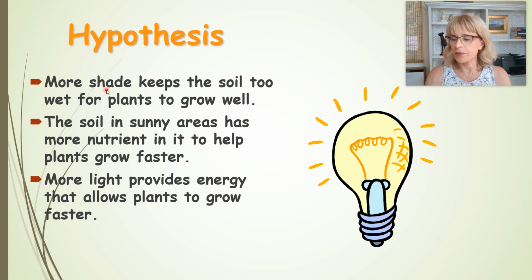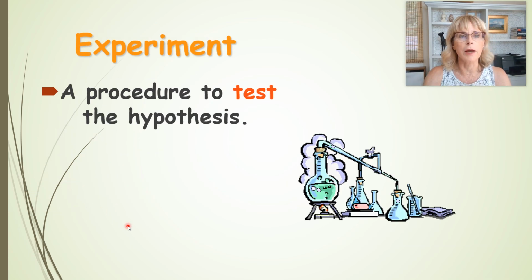So for hypothesis one, you would say, if I grow plants in soil that is wetter, they will not grow as well as if I grow plants in soil that is drier. Or here it would be, if I look in the sunny areas, I will find more nutrient in the soil than if I look in the shady areas. Or in this one, if I grow plants with brighter light, then plants will grow better than in dimmer light. Okay, so there's our hypothesis.